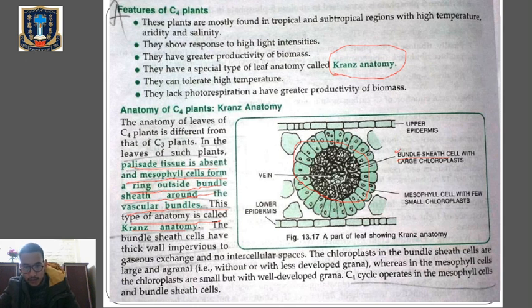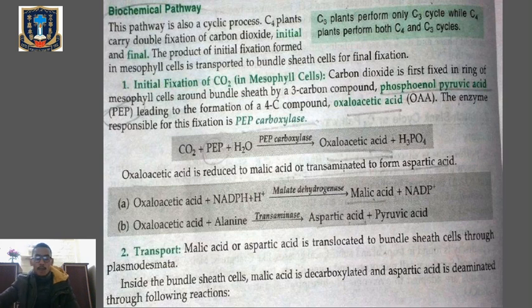Okay, so now let's see the biochemical pathway of the C4 cycle. This pathway is also a cyclic process where there will be double fixation of carbon dioxide. We have the initial fixation and the final fixation of carbon dioxide in the C4 pathway. So what are the initial product and the final product of carbon dioxide fixation in the C4 pathway? We are going to discuss that.